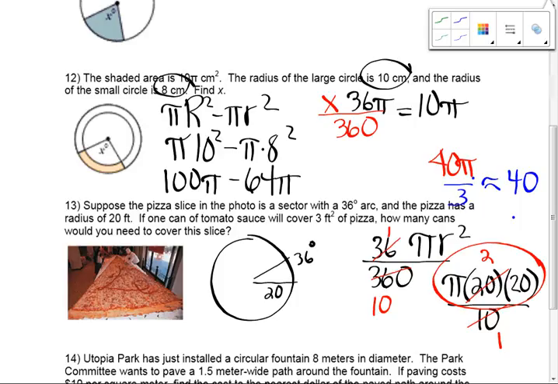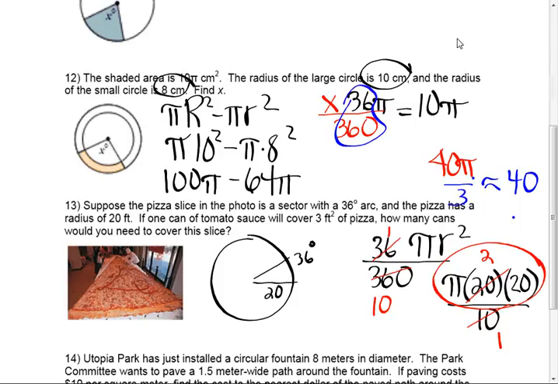Cole reduced this fraction and said that that was 1/10, which is good. So it's x over 10 times pi equals 10 pi. What happens to the pi's? Cole? They cancel. How do you solve x over 10 equals 10? Multiply. Is x equal to 1? Does 1 make sense? No. X equals 100.